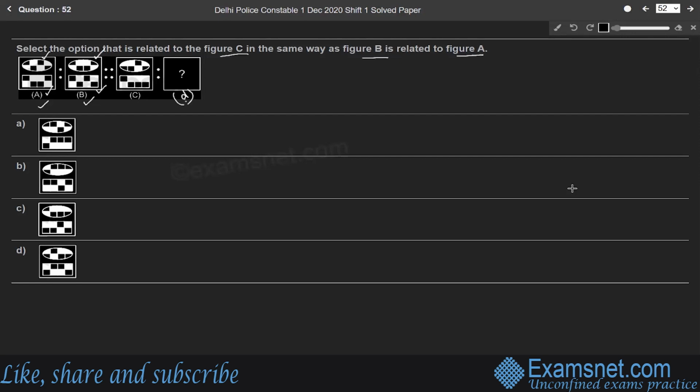So shading pattern of oval in figure C. So look at the option C here. The shading pattern of the rectangle is same as shading pattern of oval in figure C, whereas shading pattern of rectangle in figure C is same as that of figure D, right? If you consider option C as figure D, then the same rule is applicable. Therefore, option C is the right answer.